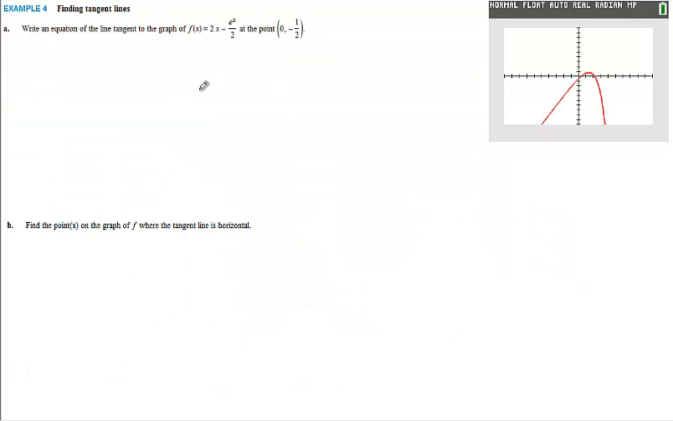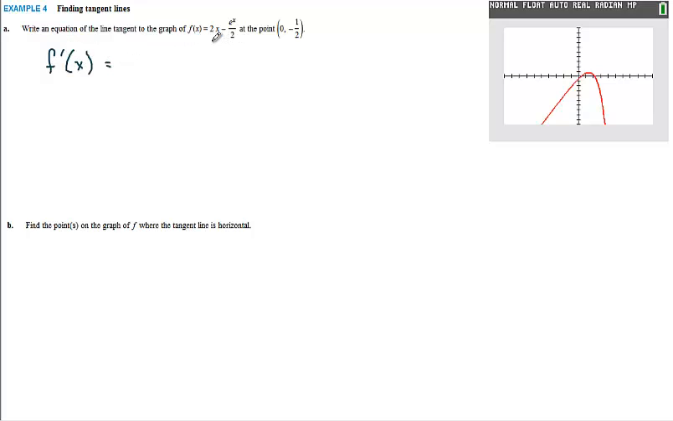Alright, so let's do some of these problems. Write an equation of the line tangent to the graph. Of course they asked me something about a graph, so I go ahead and draw it on there for you. If I want an equation of that tangent line, I'm going to need the slope. That means I need to find the derivative.